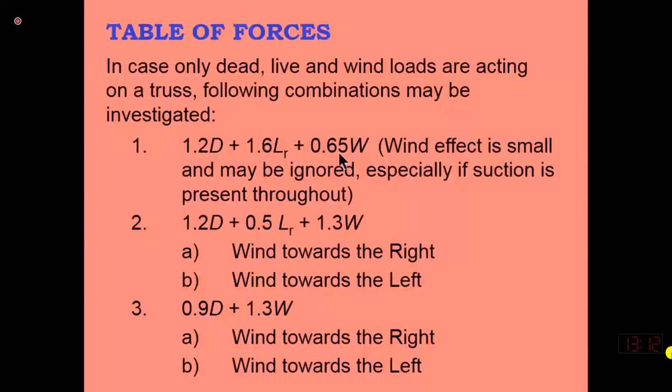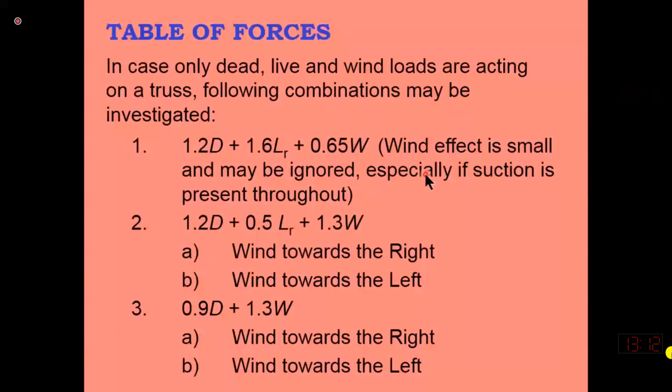Depending upon the severity of the load, we have to consider the wind load. For example, in general, we have to use three load combinations, and the three load combinations can further be divided into five. Number one load combination is 1.2 dead load plus 1.6 live load plus 65% of wind load. The wind effect is small and it may be ignored, especially if suction is present throughout.